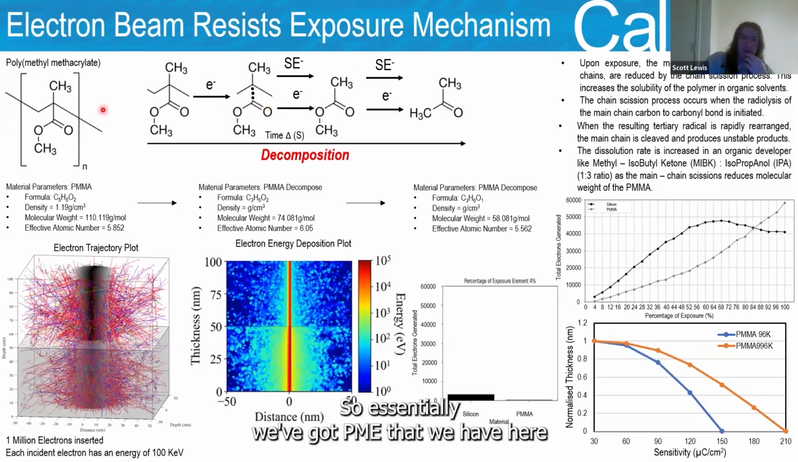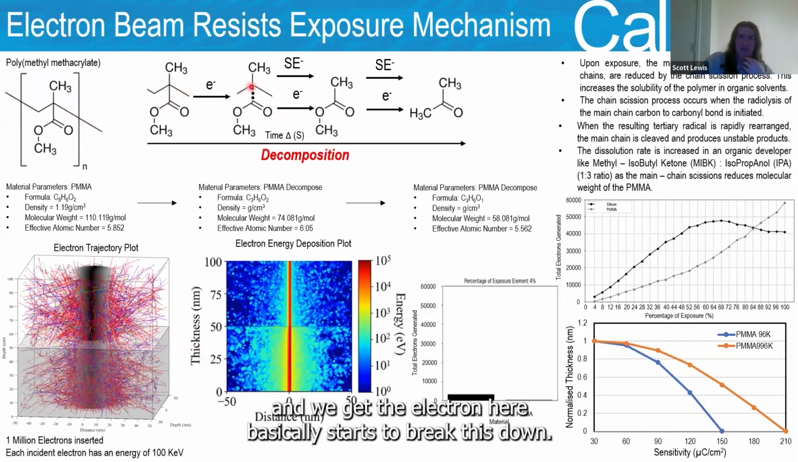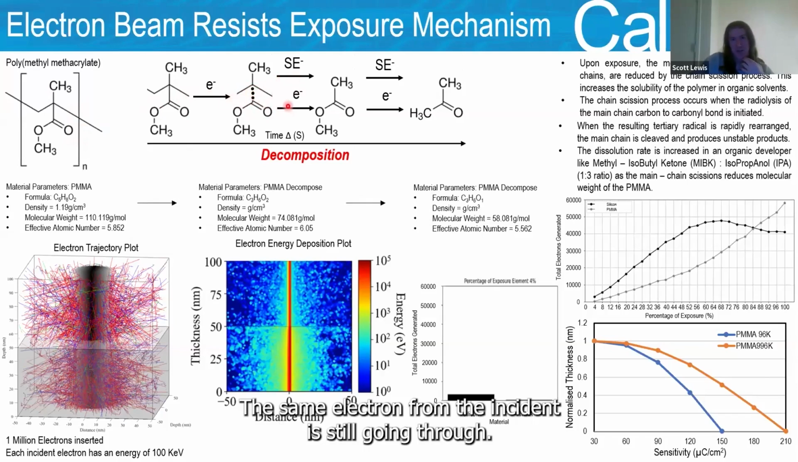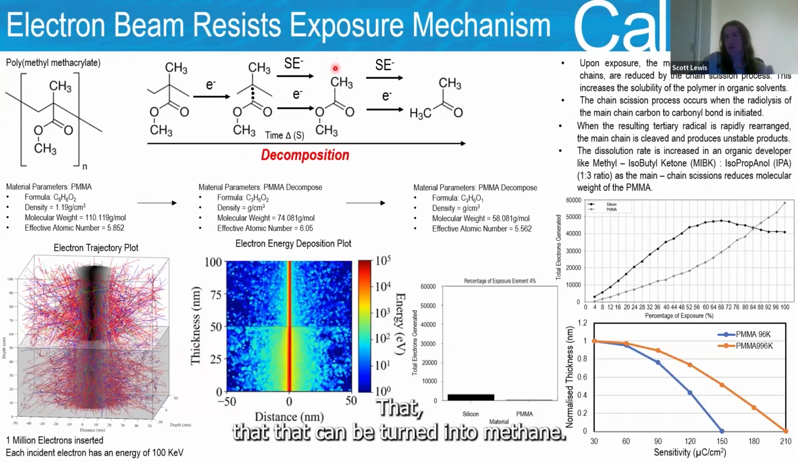So essentially, we've got PMMA that we have here. We get the electron. It basically starts to break this down. We can generate a secondary electron. The same electron from the incident is still going through. This then changes. So this no longer looks like this. So we've got a methyl here, and the methyl up the top has basically disappeared. That can be turned into methane. So that can come out as a gas. So that's like an outgassing product, right?